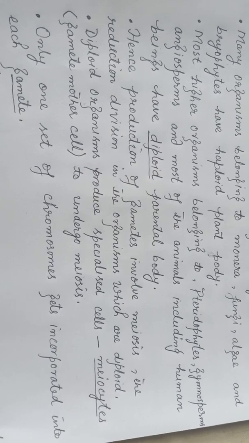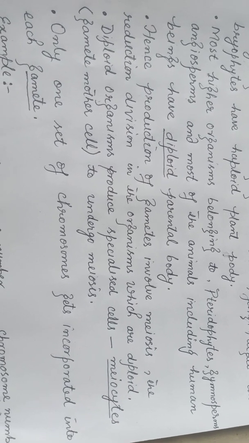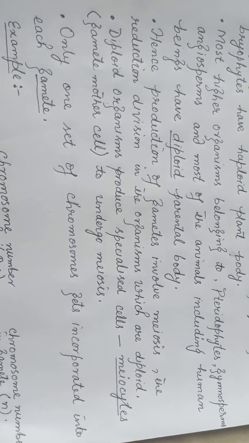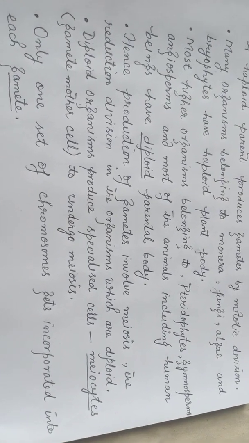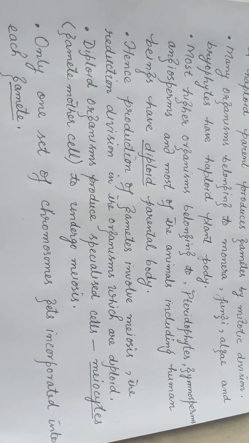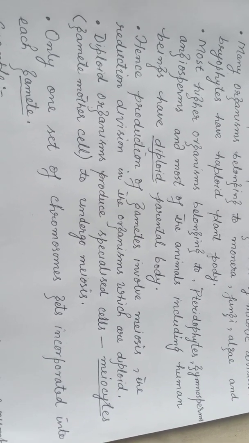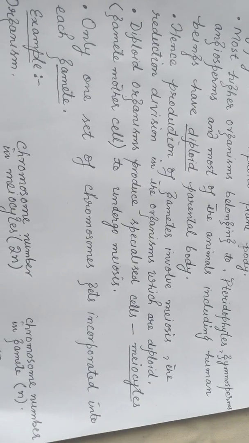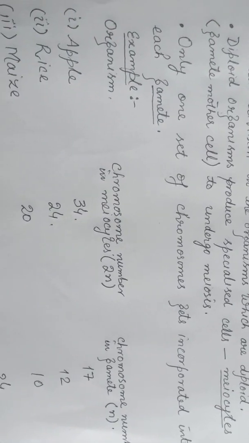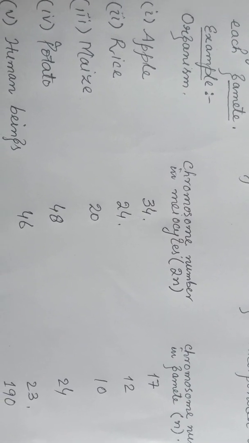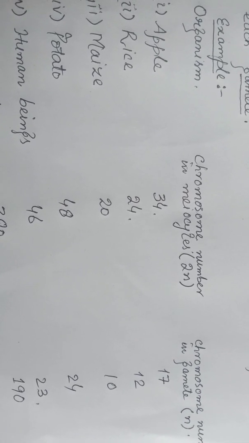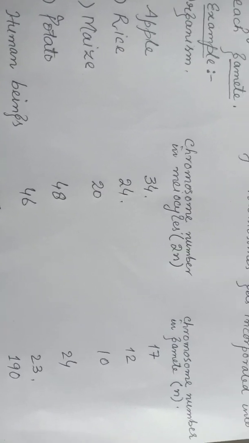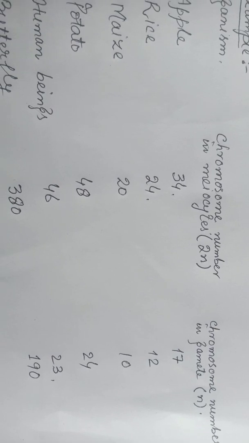The reduction division results in the formation of gametes which are haploid, that is, here the chromosome number is reduced to half. Diploid organisms produce specialized cells, meiocytes, also called gamete mother cells, which undergo meiosis. Only one set of chromosomes gets incorporated into each gamete. Here, for example, are listed some examples with 2n and n number of chromosomes. 2n is the diploid number, that is the number of chromosomes present in meiocytes, and n is the haploid number of chromosomes present in the gametes.